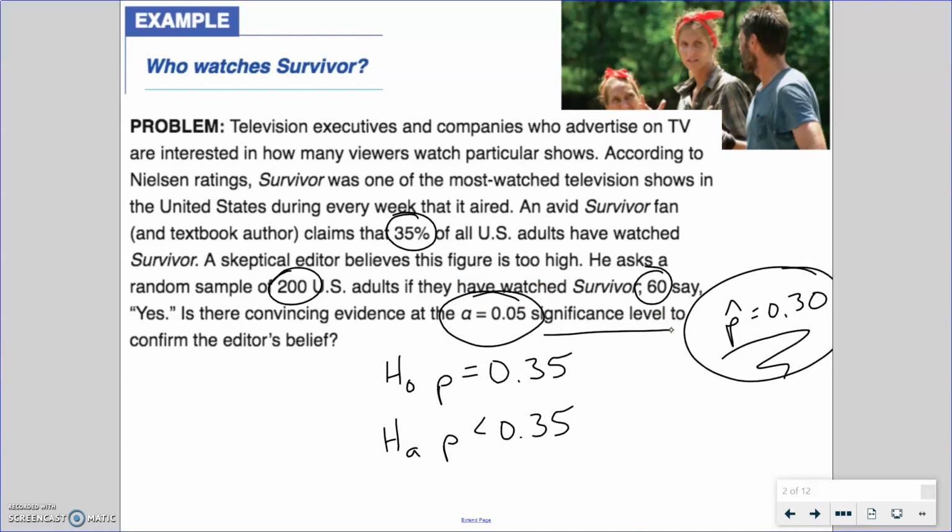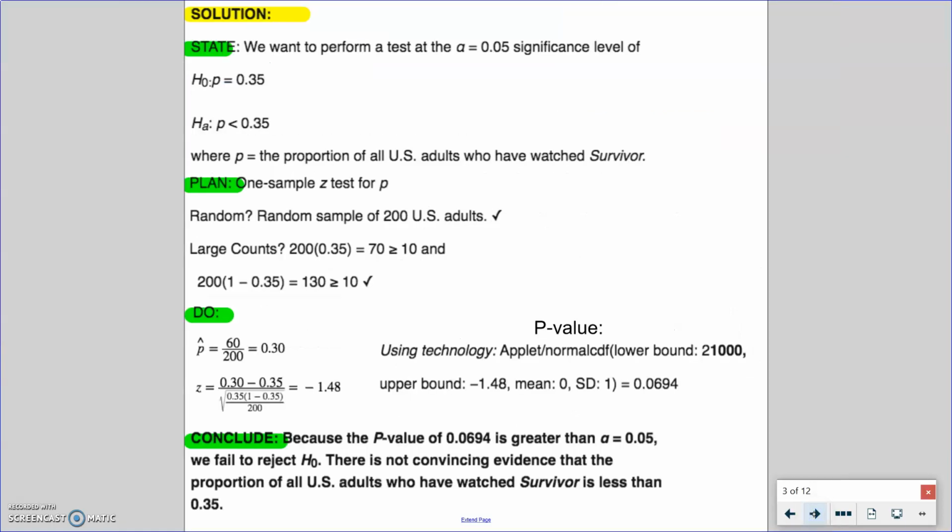So here's how this looks. It's going to be a lot of information on this next slide, but you can pause the video if you need to. But this is the formalization of what it looks like. Okay, so the state, you have to write out in complete sentences. We want to perform a test at the 0.05 significance level of blah, blah, blah, right? This is the blah, blah, blah, where P equals the proportion of all US adults who have watched Survivor.